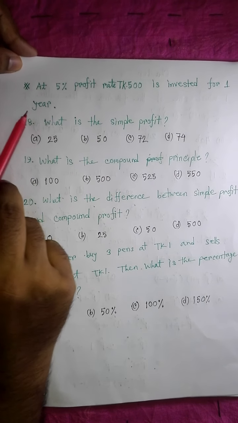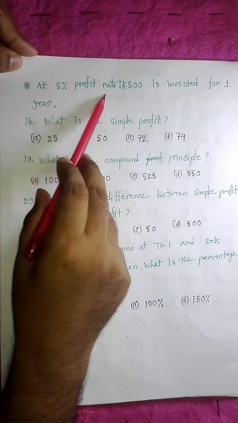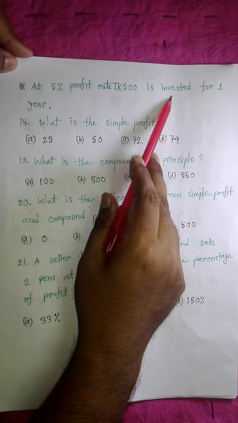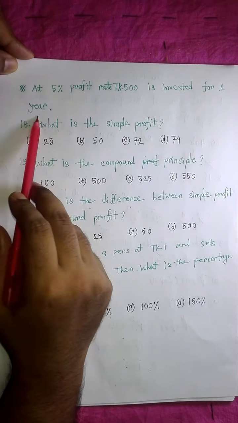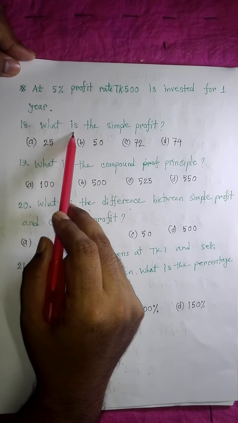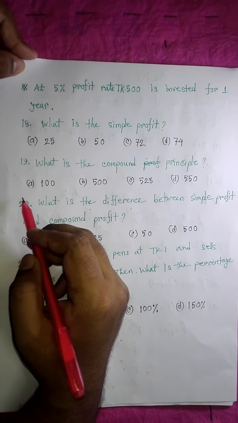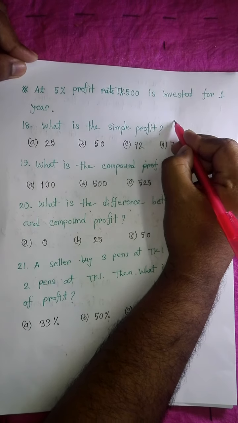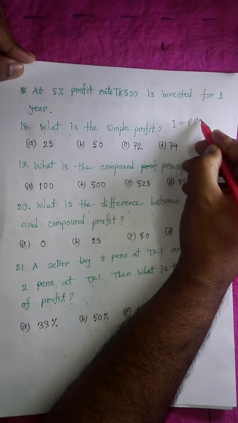Here is another question. At 5% profit rate, Taka 500 is invested for 1 year. The question is, what is the simple profit? You all know the formula. Simple profit I equal to PRN.